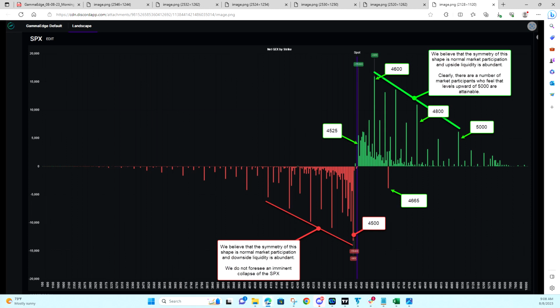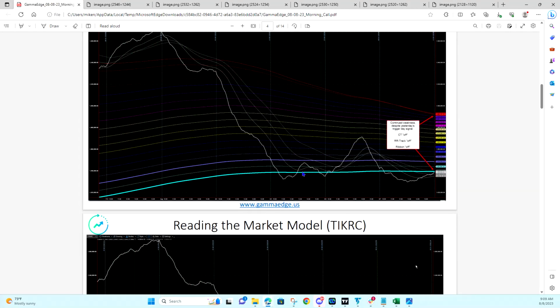We still see 4,800 being targeted. 4,700 is here, and then even 5,000 out here. So call speculators are still present, and this is still bullish as we have noted here. We'll take a look at the cumulative tick.